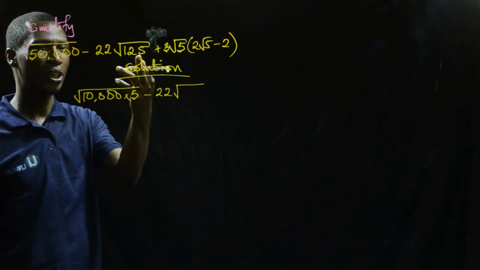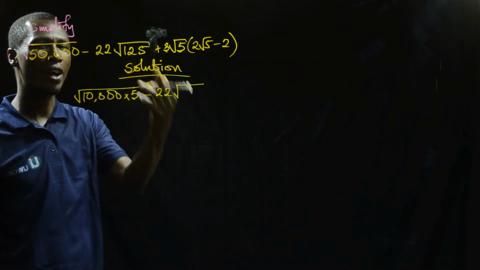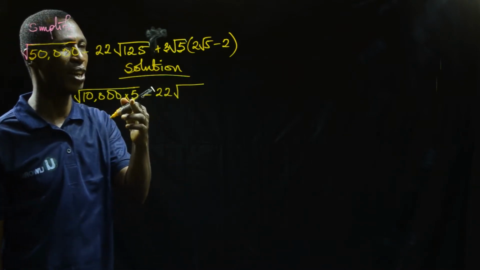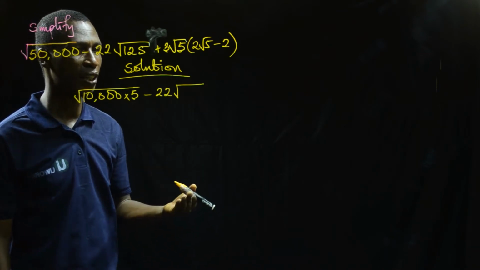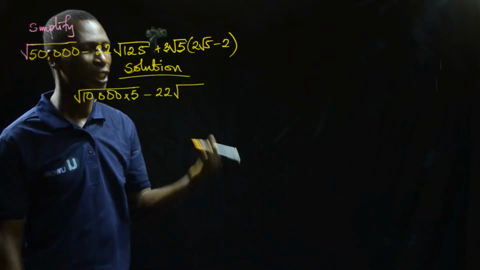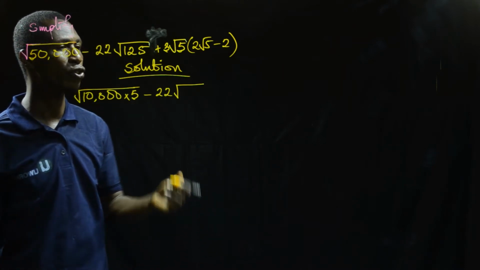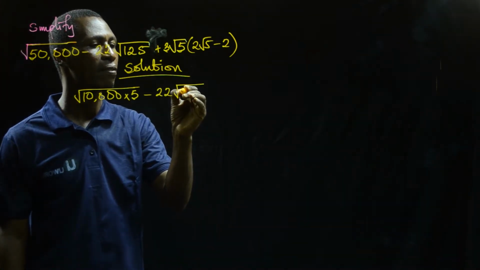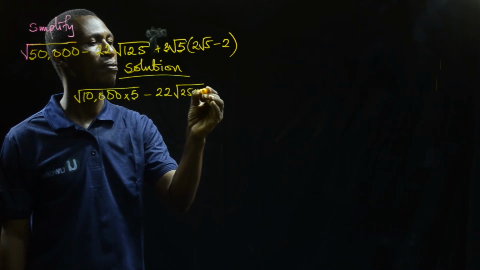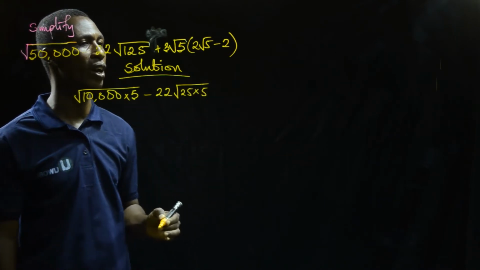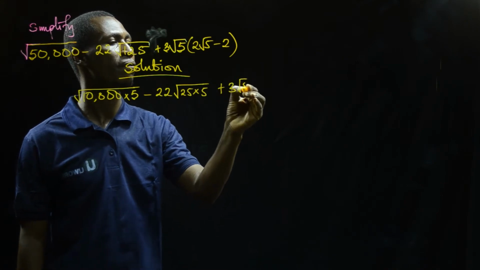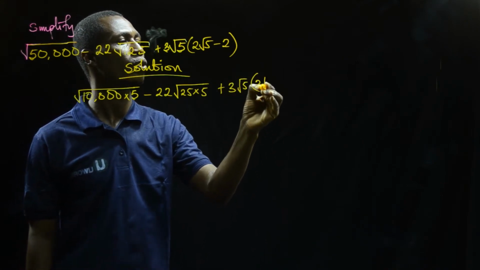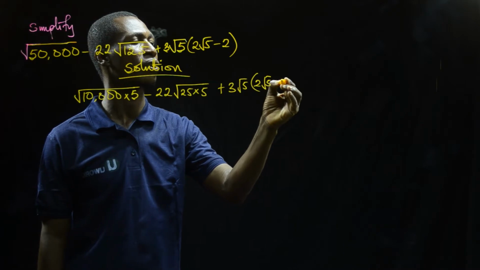Now looking at it critically, when I multiply 25 by 5, because there is 5 here, 25 times 3 is going to give me 75, plus another 25 will give me 100, plus another 25 will give me 125. So I'll have 25 times 5, which is 125. So plus 3 root 5, into bracket 2 root 5 minus 2.